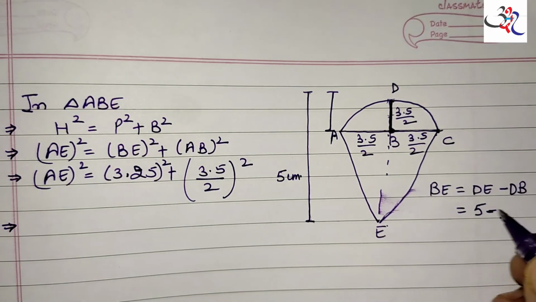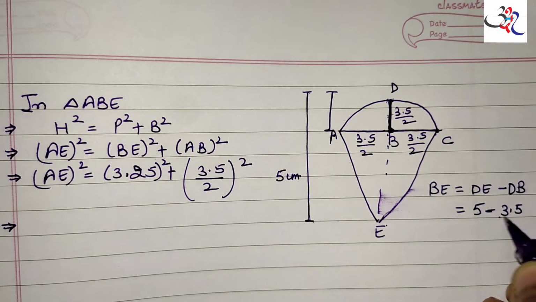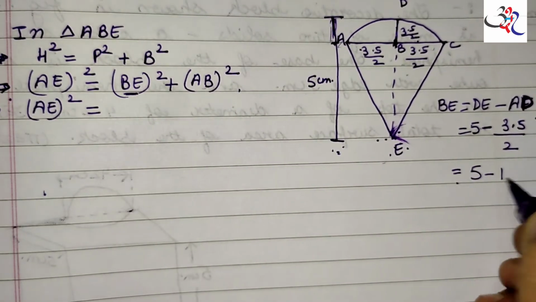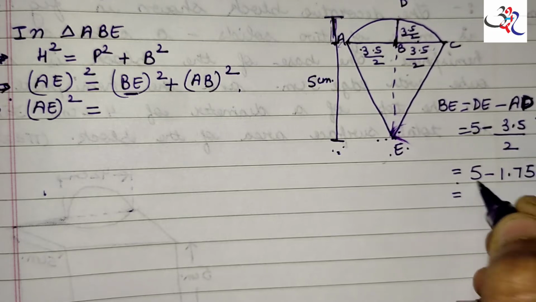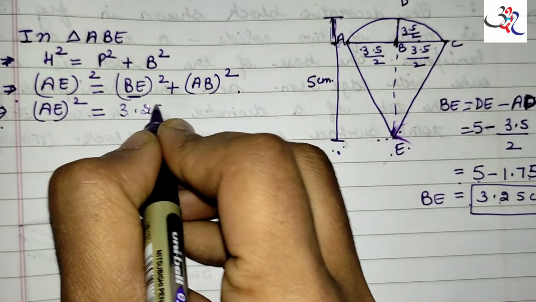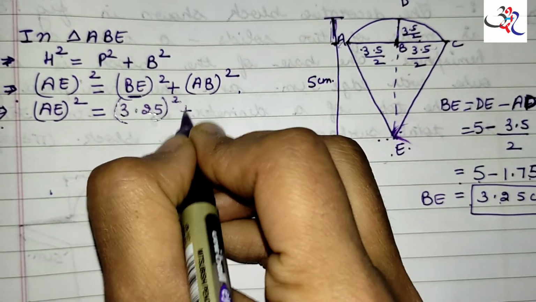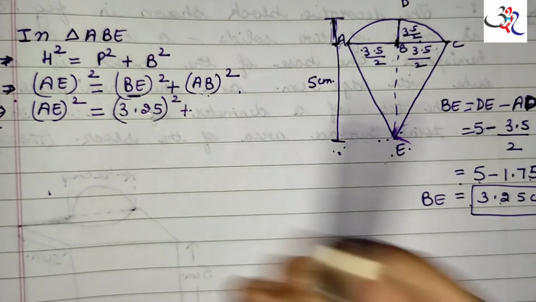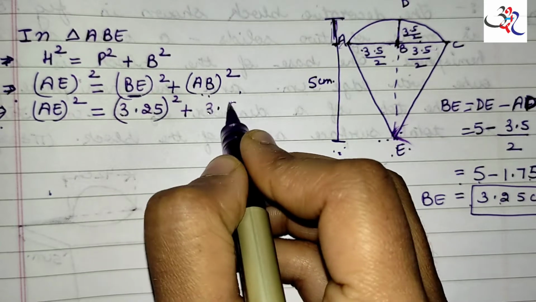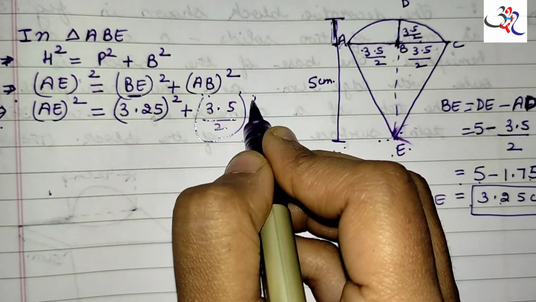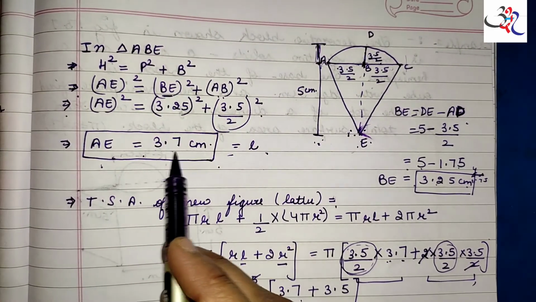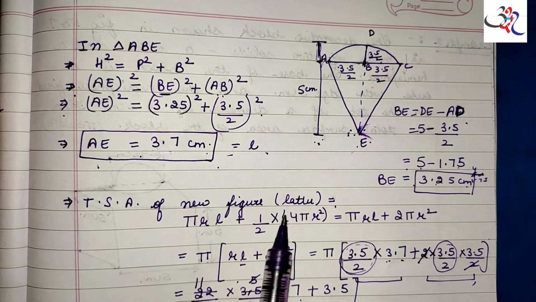So radius of hemisphere is what? Radius of hemisphere is 3.5 by 2. Okay, so what will I get? I will get 1.75 here. So I will get BE is equal to 3.25 centimeter square. So I can put this value here. Okay, and next is my AB. AB again, I know that AB is 3.5 by 2 whole square. Okay, so it will be approximately equal to 3.7 centimeter.